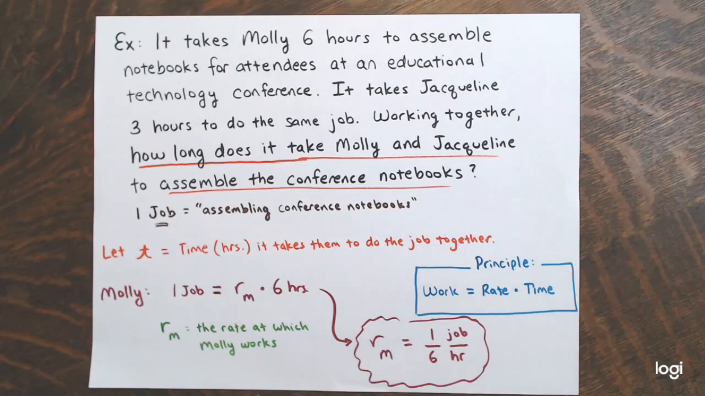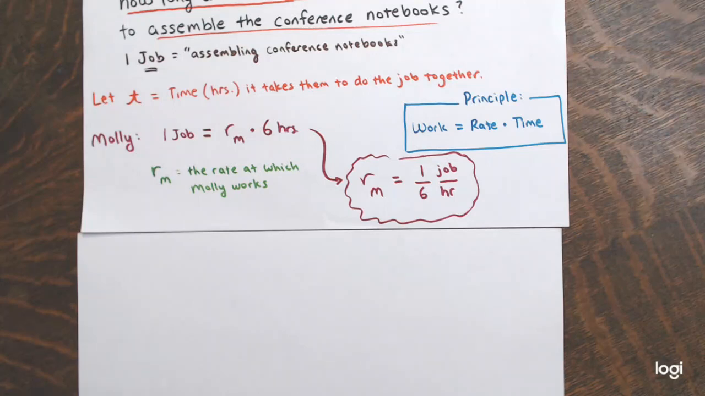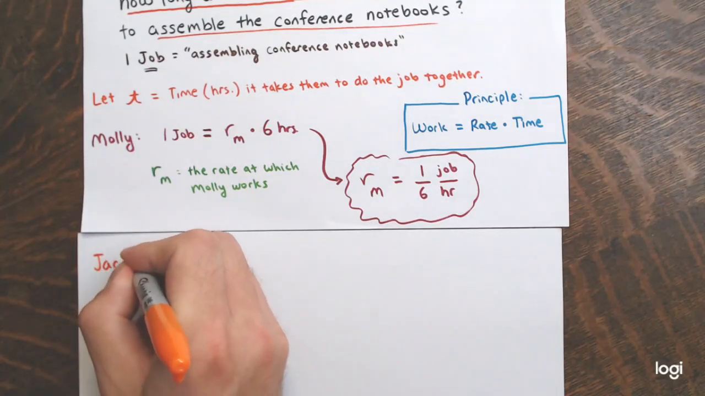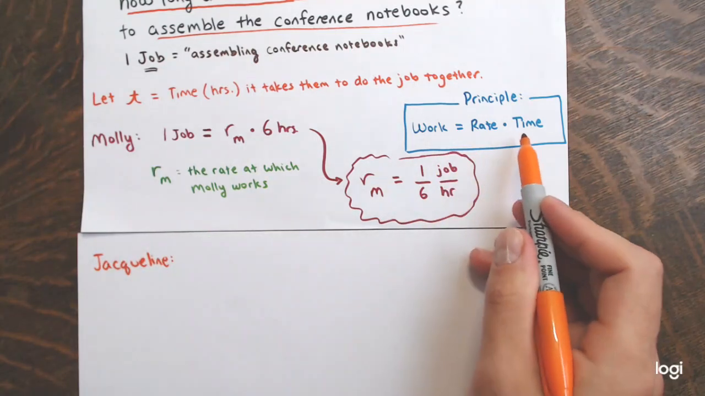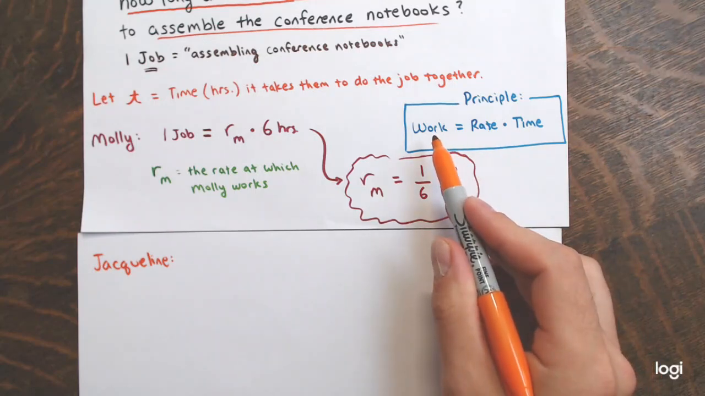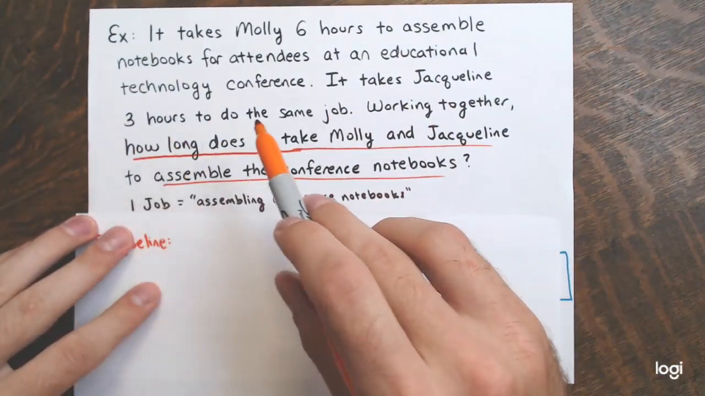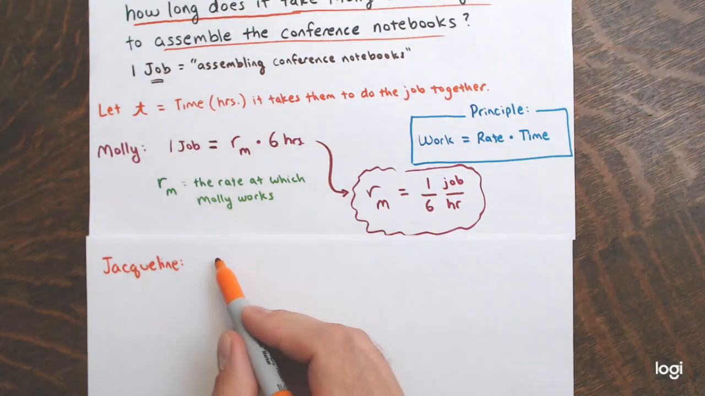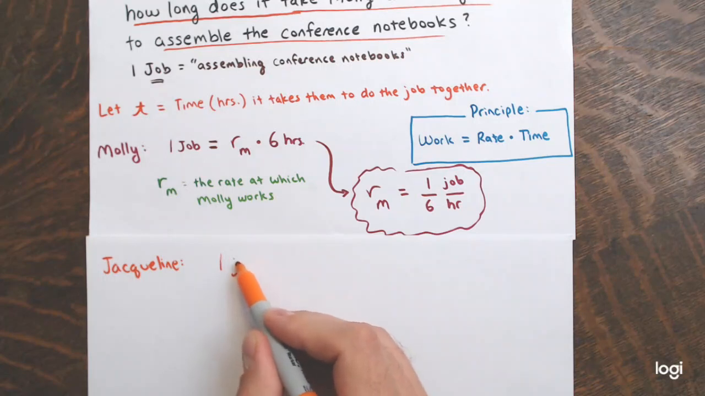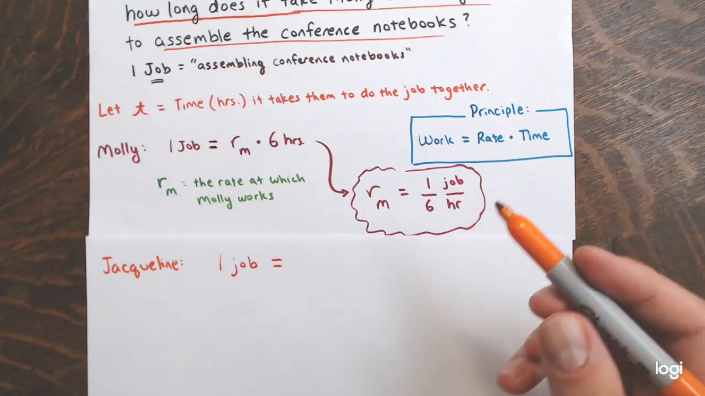And I'm going to do something similar for Jacqueline. All right, so let's push this up a bit. Now we're going to talk about Jacqueline. Same deal, using this same principle throughout the problem. In the information given to us, they say it takes Jacqueline 3 hours to do the same job, that job of assembling the conference notebooks. So for her, the work done, one job, assembling all the conference notebooks, would be equal to the rate at which she works.